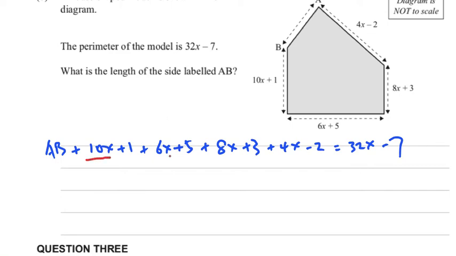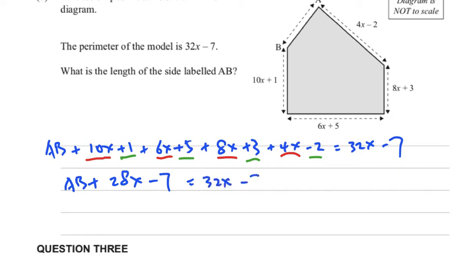So we have 10x, 6x, 8x, and 4x. So 16x, and then 24x and 28x altogether. Right, 28x. And then we have the numbers: plus 1, plus 5, 6 so far, and plus 3 is 9. So hence we have AB plus 28x plus something equals 32x minus 7. Sorry, there's one thing I've done wrong. So there's supposed to be plus 1, plus 5, plus 3 is 9. 9 minus 2 is positive 7. Okay. All right.